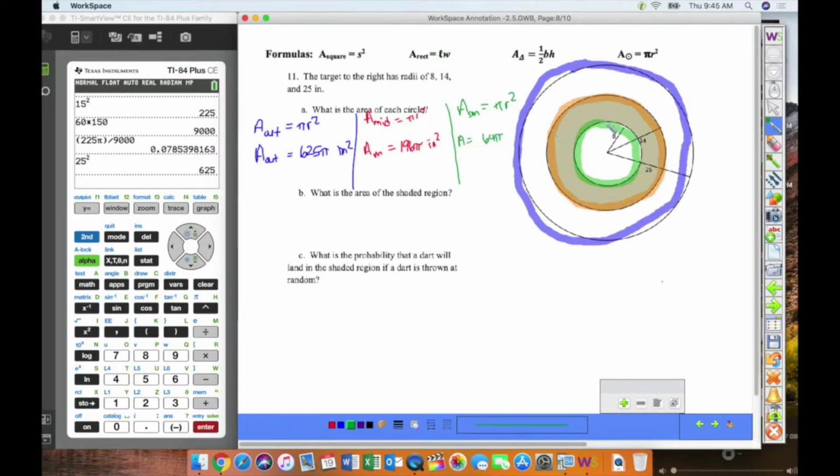So each little circle, you got the green guy, he's got 64 pi inches squared, and the red guy, aka the orange guy, and the outside guy. Well, what is the area of the shaded region? Well, to find the area of the shaded region, it's pretty cool.